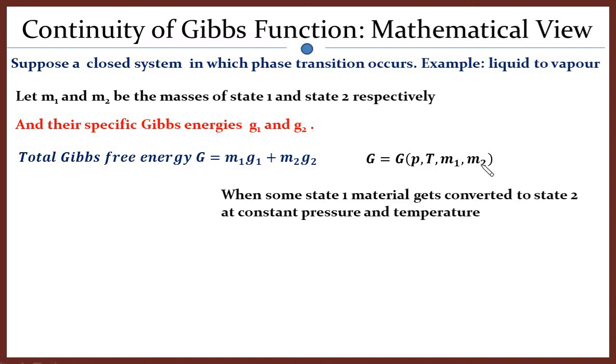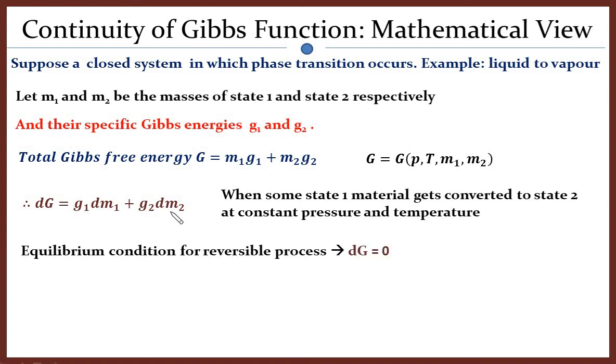Now assume after time dt some part of state 1 material gets converted to state 2. We know this phase transition happens at constant pressure and temperature. Therefore, this g1 and g2 will be constant, and m1 will change and m2 will automatically change. Therefore, if you differentiate this relation, you will get dG equals g1 dm1 plus g2 dm2, because g1 and g2 are constant and we will differentiate over masses.